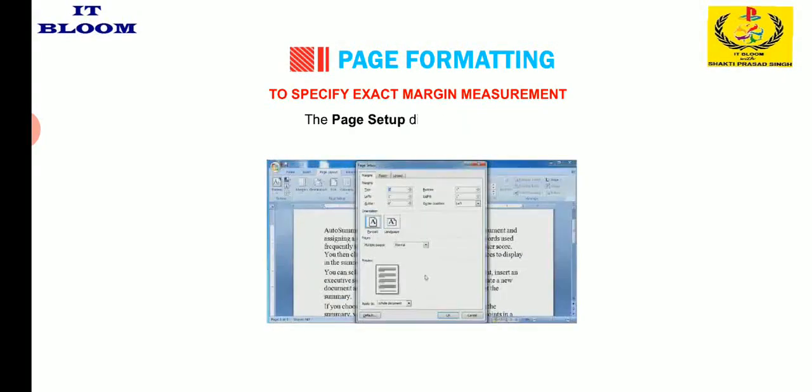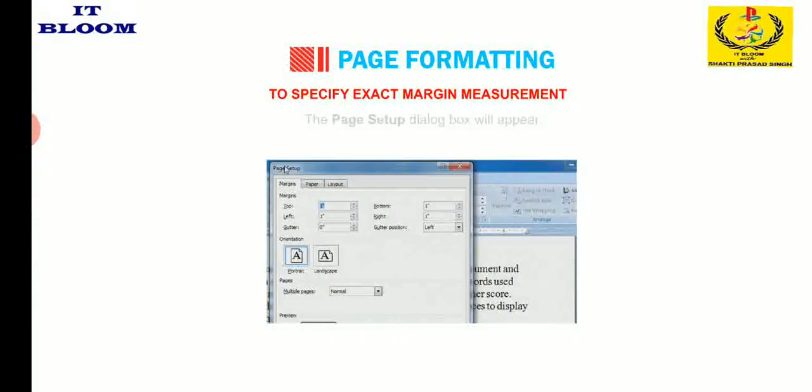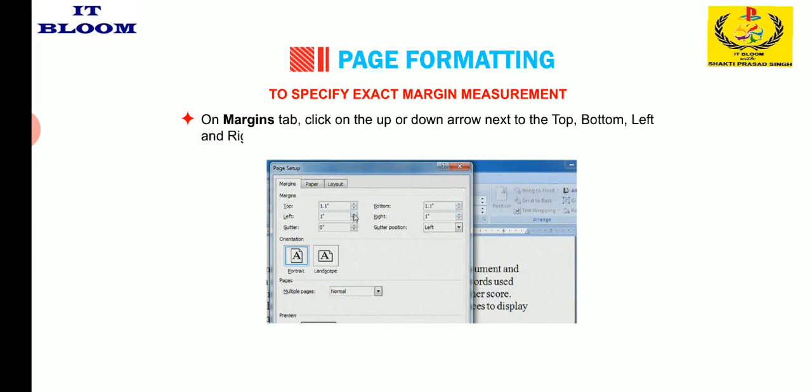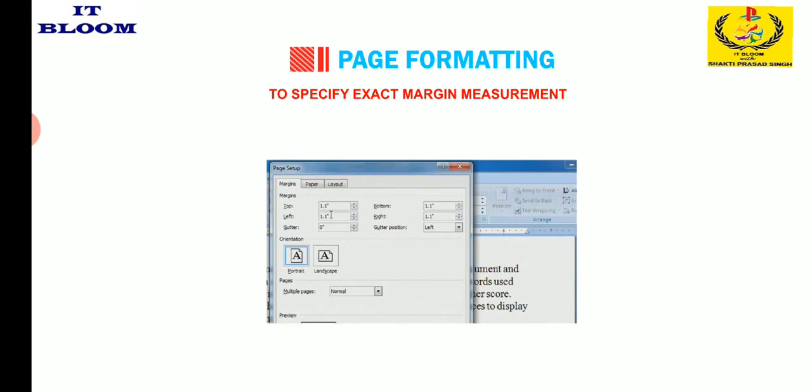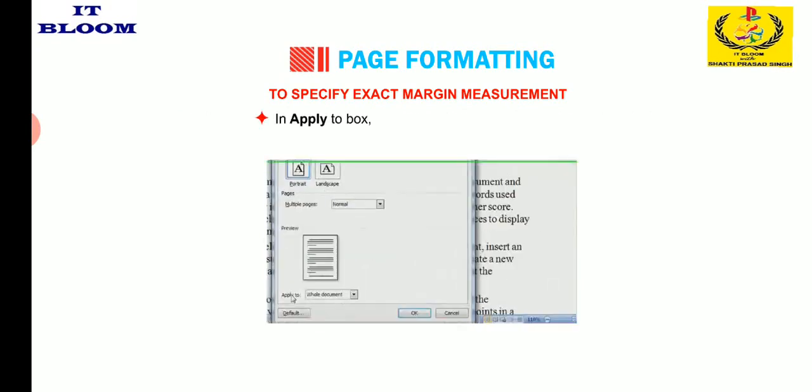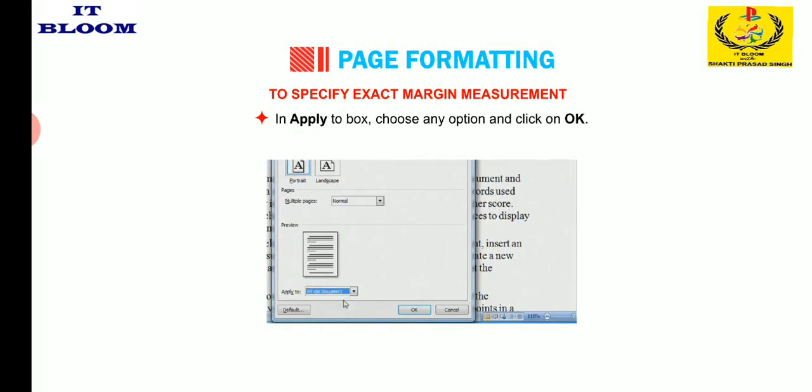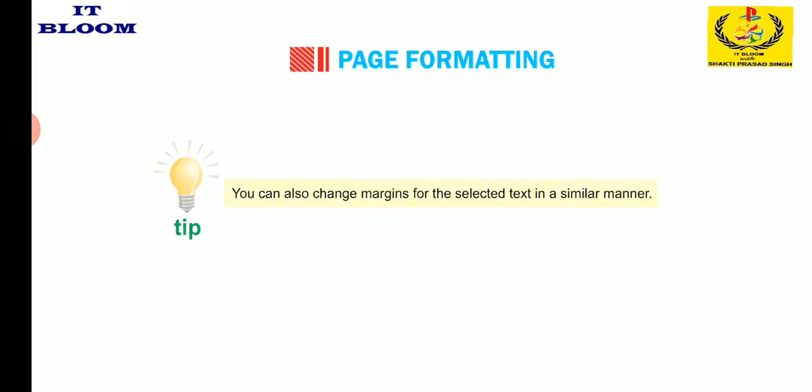The Page Setup dialog box will appear. On the Margins tab, click on the up or down arrow next to the top, bottom, left and right list boxes to increase or decrease the margin settings respectively. In the Apply To box, choose any option and click on OK. Okay, students, another tip for you. You can also change margins for the selected text in a similar manner.